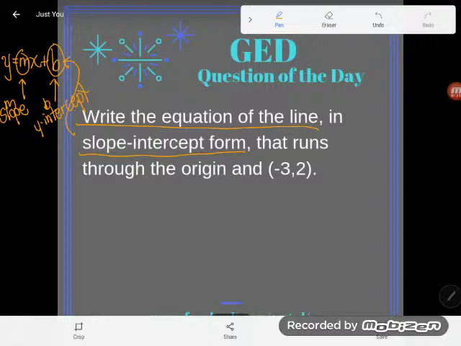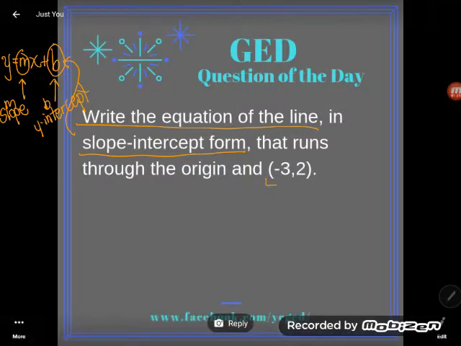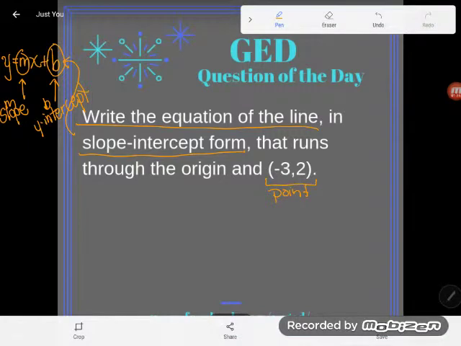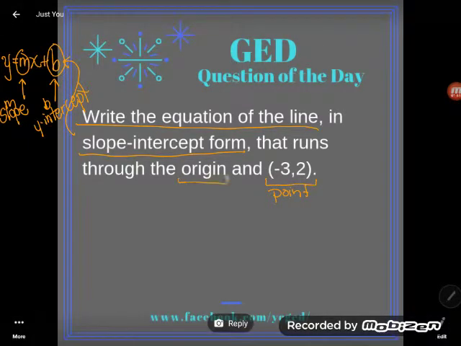It says that our equation of a line runs through the origin and (-3, 2). So now it might be clear to you that this is a point. So they didn't give me what I need, the slope and the y-intercept. Instead, they gave me a point and this other thing, the origin. I hope you guys know what the origin is. If you don't, it would be good to go back and review the coordinate plane intro video, because this is a basic you're supposed to know.